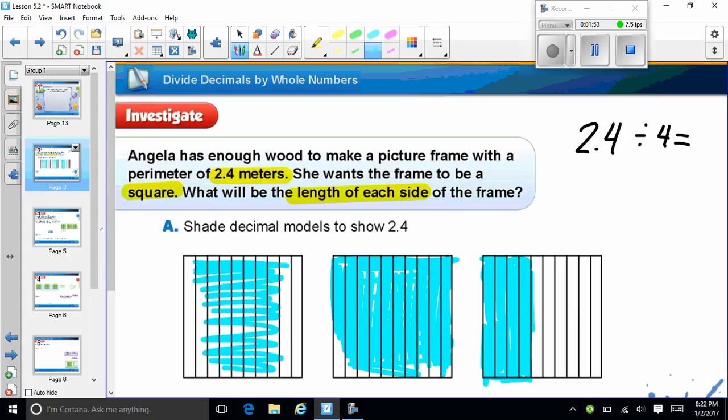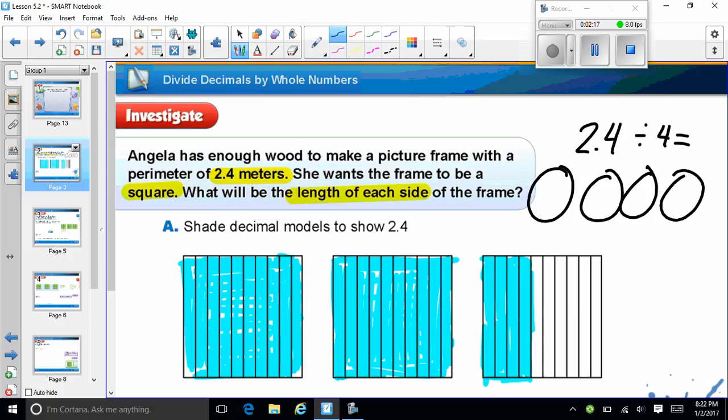Since I only have 2 wholes and 4/10, I know that I cannot divide this equally by place value. So for example, if I were to draw 4 groups right now, I do not have enough wholes to go in each group. And so since I don't have enough wholes, I'm going to go to my next place value, which in this case is a tenth. And I'm going to break everything into tenths. So instead of having 2 4/10, if I were to count each of these, I would then have 24.